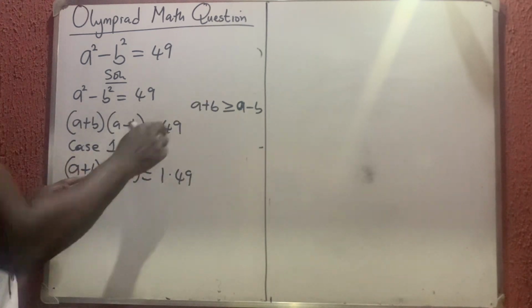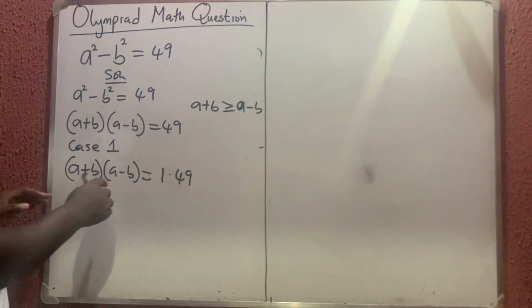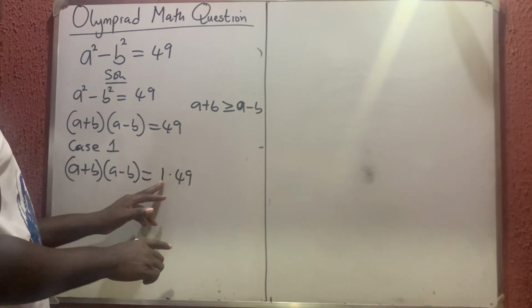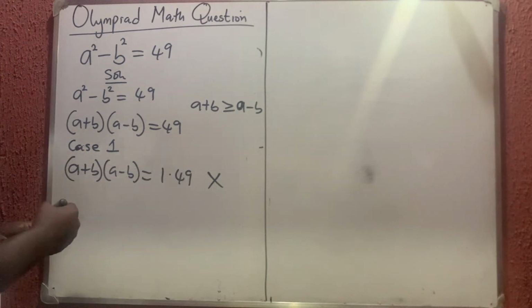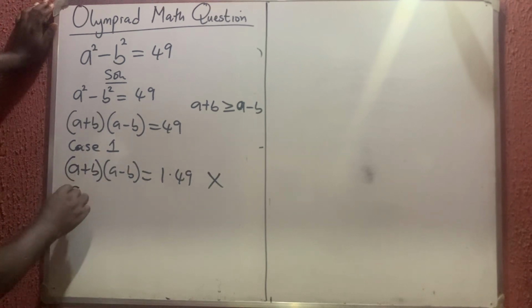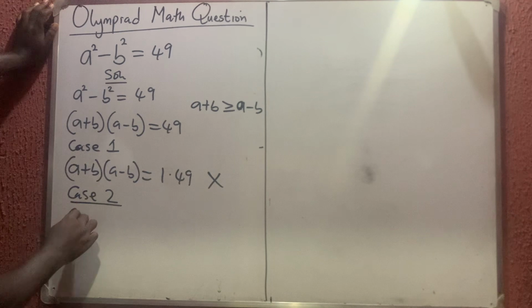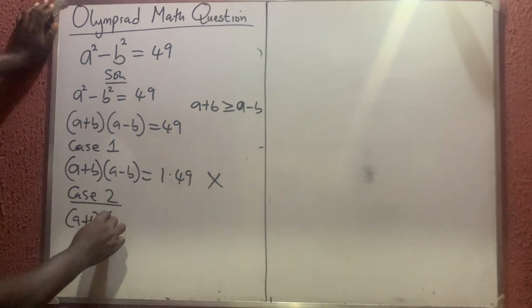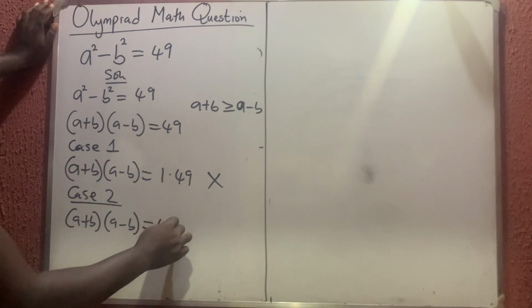Now, let us check this. We say that the first one is greater than or equal to the second one. Let's check if this is correct. The first one, is this greater than or equal to this? No. So this case one is gone. So let us check case two. For case two, we should say that A plus B must be greater than or equal to, let me say, 49.